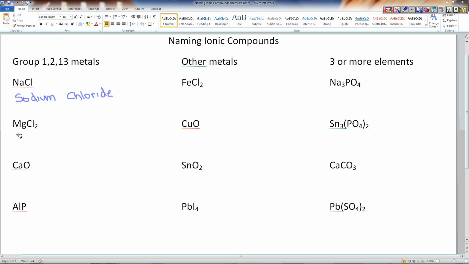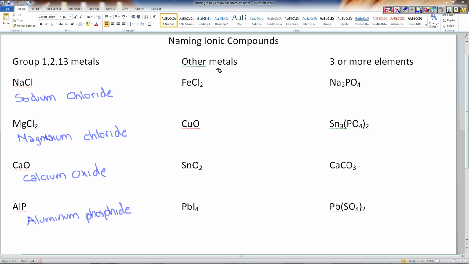Alright, so next one is magnesium chloride. Notice, all I did, magnesium chloride. Just name the metal, name the nonmetal, or the anion, and you're done. Same thing here, calcium oxide, and same thing here, aluminum phosphide. In each situation, all I did, name the metal, name whatever it's attached to, and I'm done.